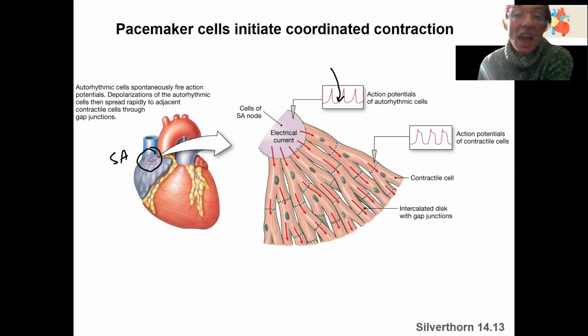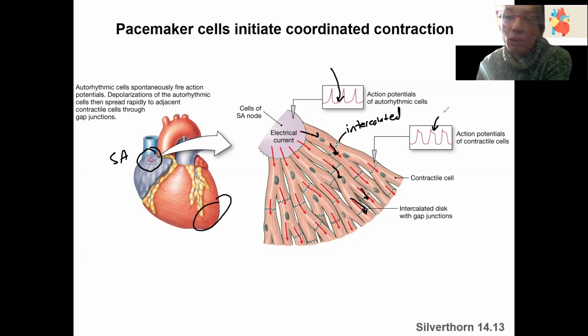So they're going to depolarize and then send that signal to adjacent contractile cells that are branched as well, right? So that branching is an efficient way to spread a signal quickly. And they're connected by intercalated discs that contain gap junctions. So when these autorhythmic cells fire, it's going to cause action potentials all the way down the entire heart tissue, even down here. This isn't showing that far down, but it's going to spread.